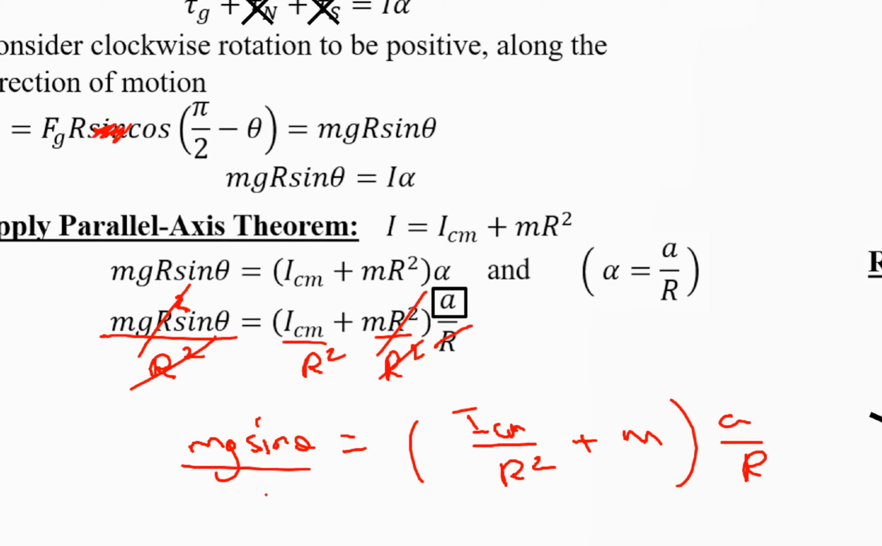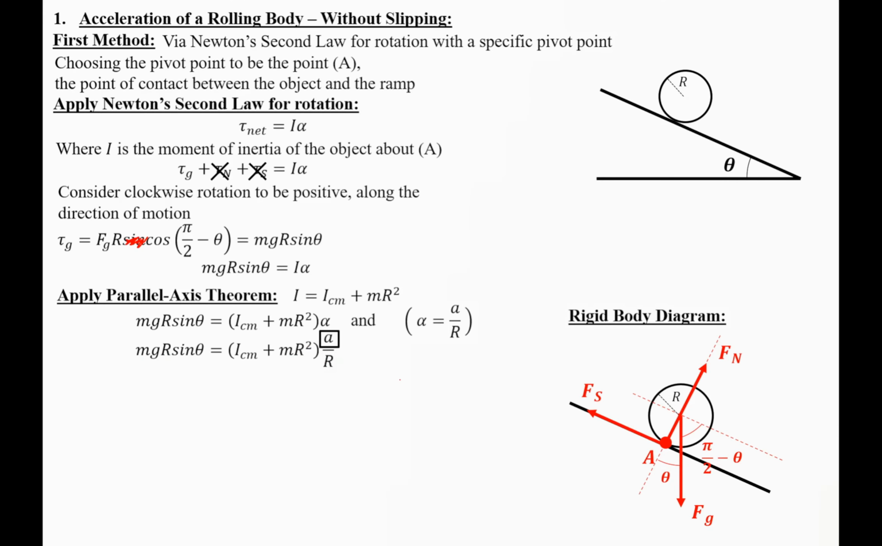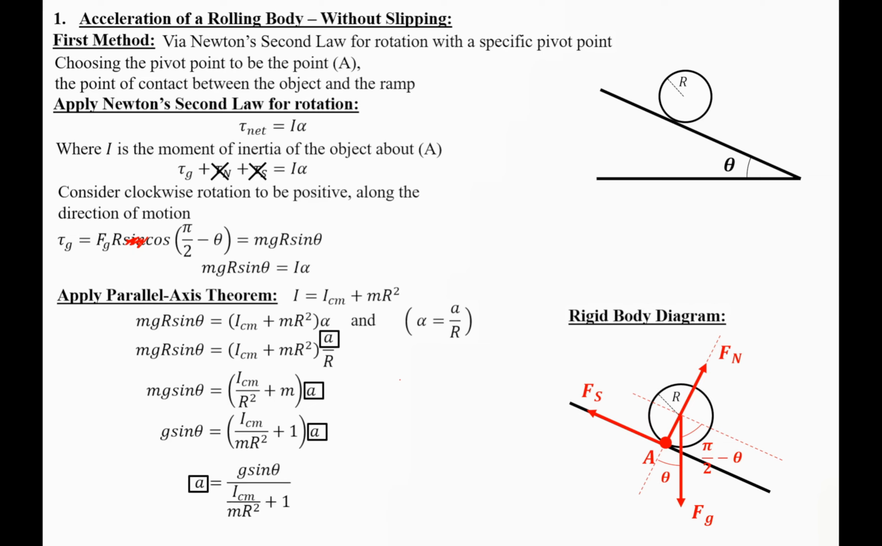Now here we can also simplify by m, so this becomes 1, and this will cancel. Now why are we doing that? Because the moment of inertia has a dimension of kilogram meter square, so if we divide by mr square, we make it a dimensionless quantity which can be added to 1. Now dividing by m, we're left with that. So the acceleration a would be given by g sine theta divided by I_CM over mr square plus 1.